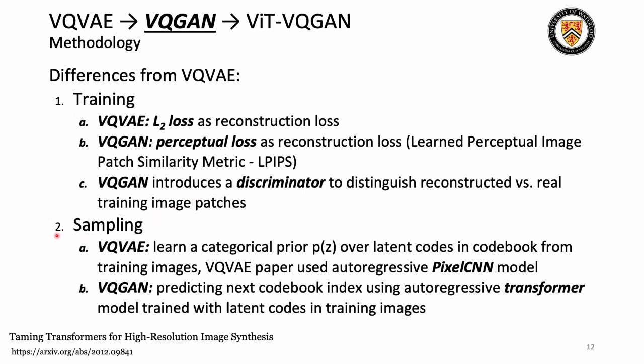For sampling, VQVAE learns a categorical prior over the latent codes in the codebook from the training images, often employing an autoregressive model like PixelCNN to model the distribution of the latent codes. VQGAN enhances this approach by predicting the next codebook index using an autoregressive transformer model trained with latent codes in training images, likely improving the coherence and quality of the synthesized images by leveraging the transformer's ability to capture long-range dependencies.